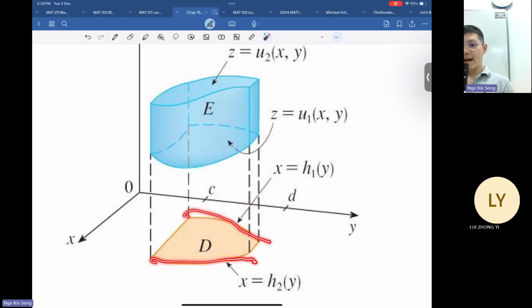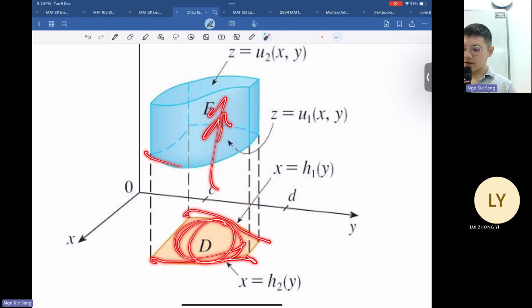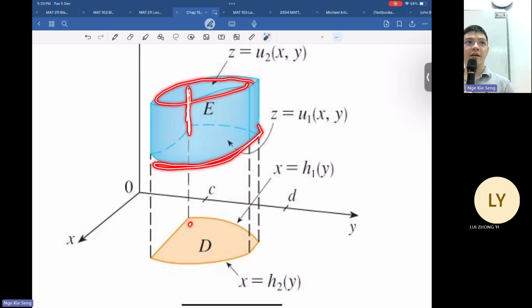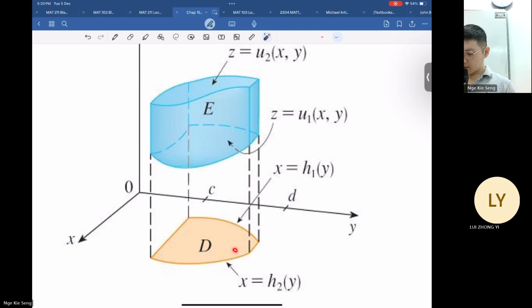And once you determine the domain, how do you determine the height? All the height here will depend on what point you pick here. Let's say you pick this point here. The height here is from this bottom plane to the above plane. If I pick another point in the domain, where's the height? It's in the middle of the shape, or the region.